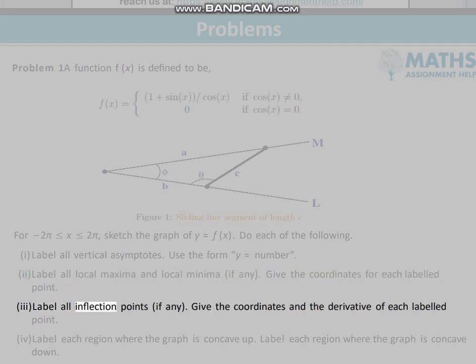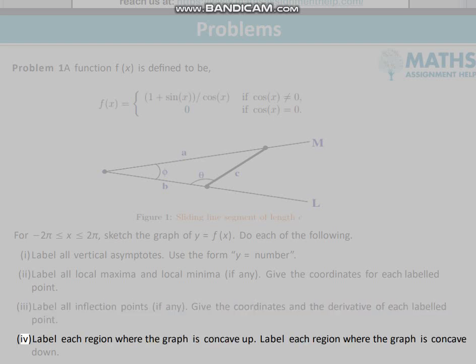3. Label all inflection points, if any. Give the coordinates and the derivative of each labeled point. 4. Label each region where the graph is concave up. Label each region where the graph is concave down.